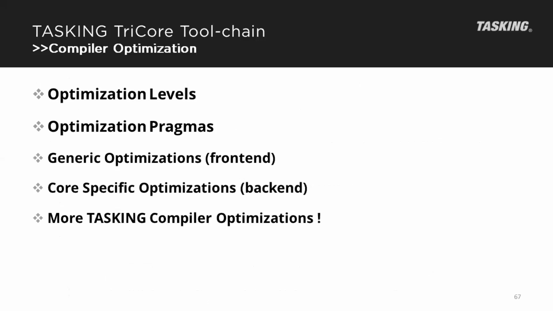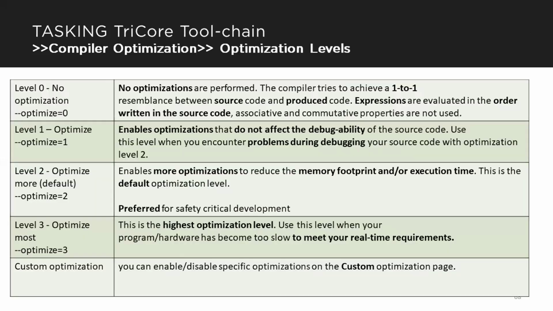All right, so for the compiler optimization, we will see the different optimization levels that the toolchain provides. We will see the optimization pragmas and how you could use them. We will see the front-end optimizations, back-end optimization algorithms, and then we will see more, because previously it's not enough flags. So we'll see more Tasking compiler optimizations that could be of interest to you. And this represents the first part of this second session. All right, so let's get started with the optimization levels.